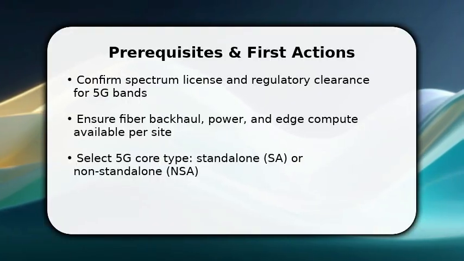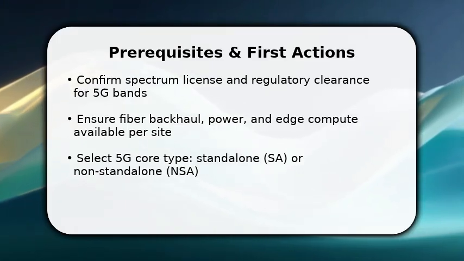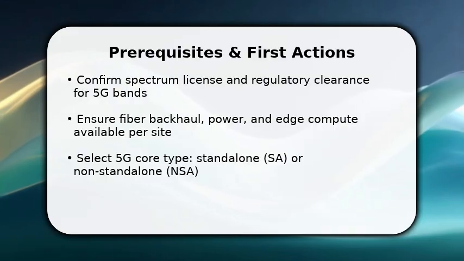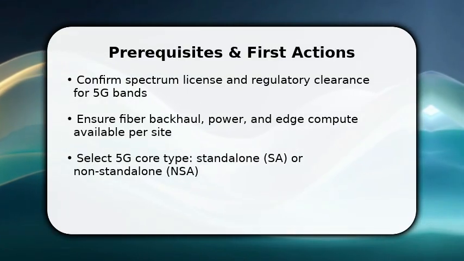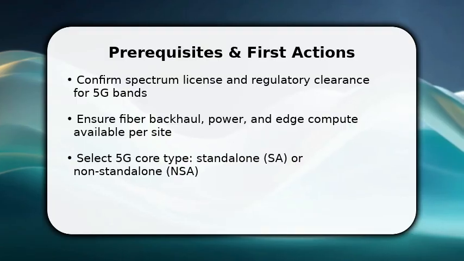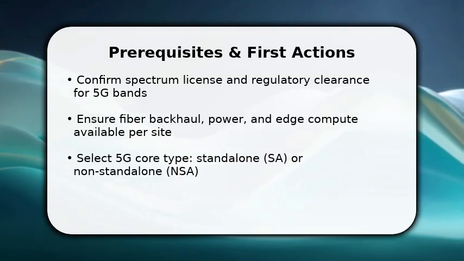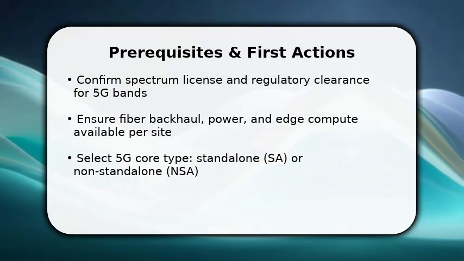You begin by validating prerequisites: spectrum rights, backhaul capacity, and site power. Once confirmed, provision a 5G core choice, standalone for full features or non-standalone to overlay LTE. Next, map target cell sites and verify physical access and fiber availability, because latency and throughput depend on backhaul quality.